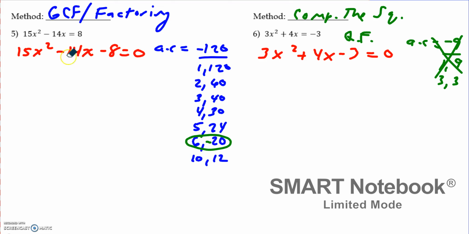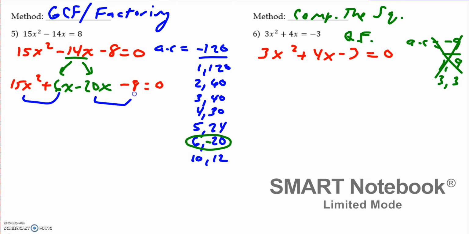And so if I do this first, I'm going to take negative 14x and I'm going to split it into this pair. So I'll put the 6 first and the negative 20 second. You can switch the order if you'd like. So I'm going to split this to be 6x minus 20x. I'm going to carry down the 15x squared, and I'm going to keep this 6 as a positive because 6 minus 20 equals negative 14, minus 8 equals 0.